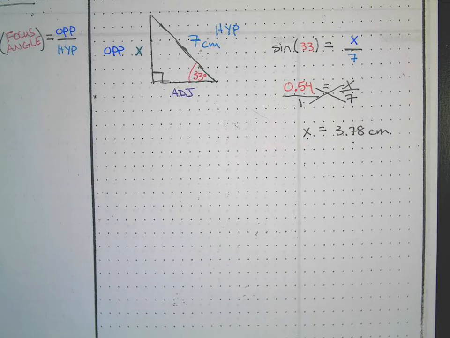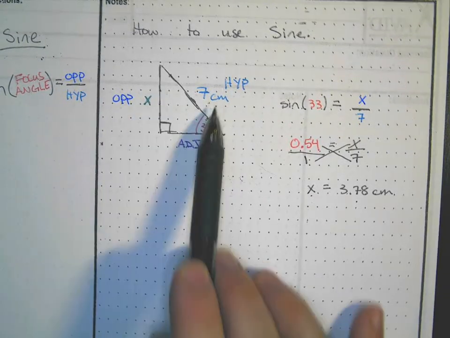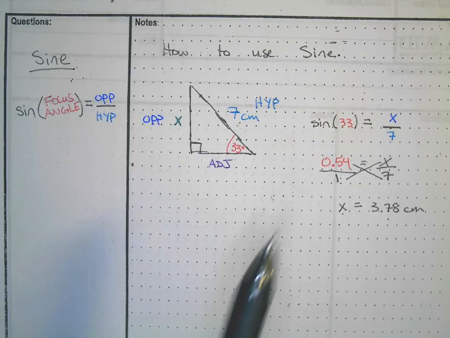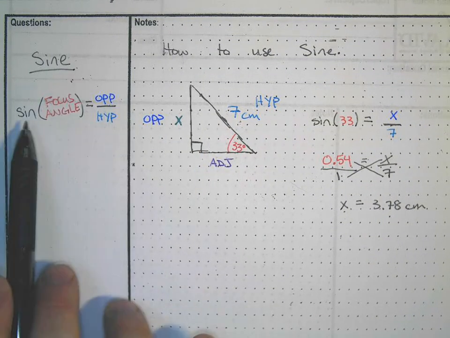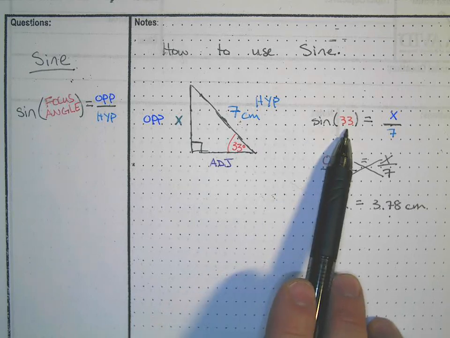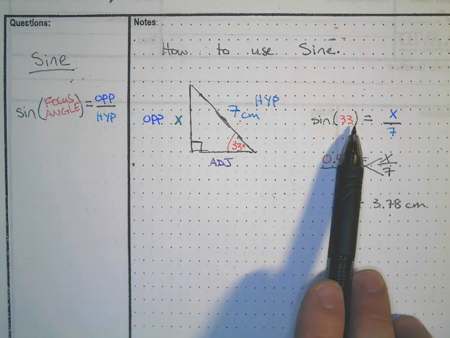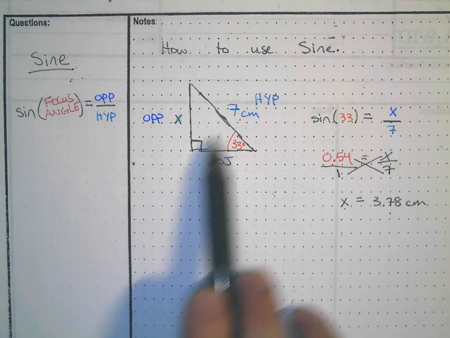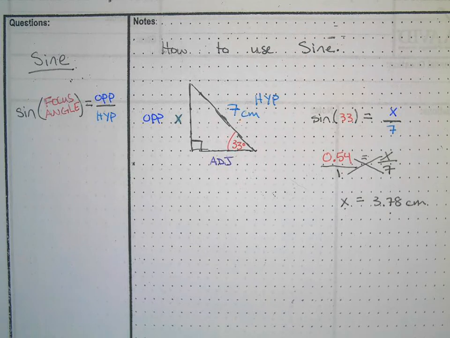And that's really the gist of it. So we just plug in everything. First thing is we're given a triangle, then we label it with the opposite, adjacent, hypotenuse, and then we plug our given information into this formula right here. Sine of our focus angle, sine of 33, is equal to opposite over hypotenuse. So sine of our focus angle, 33, is equal to opposite was x, hypotenuse was 7. Plugging everything in. Now we use cross multiplying and solving to help us figure out what x equals.